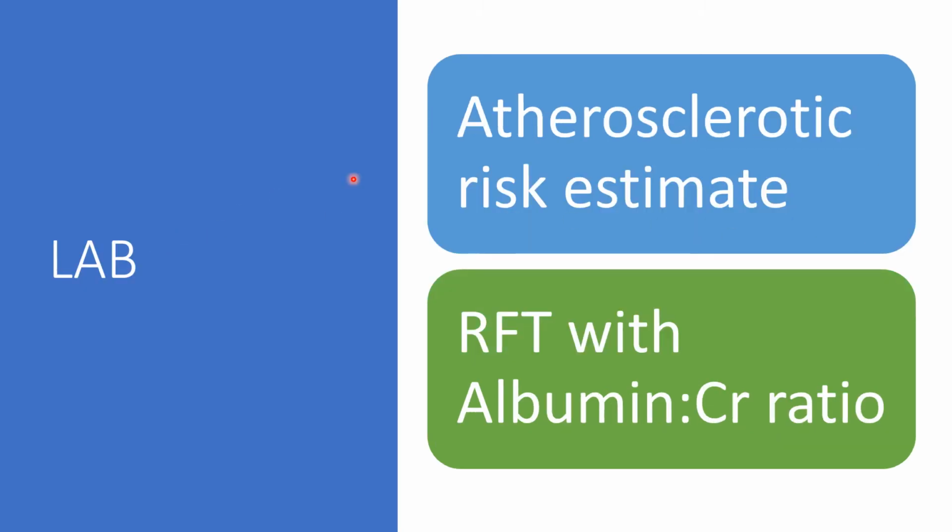Then we're still in laboratory, the atherosclerosis risk estimate, can have that done, because once we have this and the lining of the artery is thickened, then the force to pass through it will be higher, and that is responsible. That could be the case. Renal function test with albumin to creatinine ratio, if the center is well equipped to get that done, that will be great.